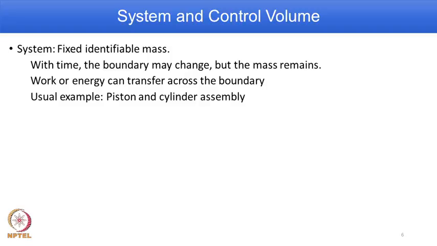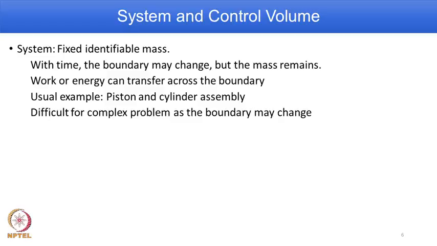The usual example given is a piston and cylinder assembly. A certain quantity of gas is inside the cylinder and the piston moves back and forth. The mass that remains is the same, and you have an energy transfer happening across the boundary as the piston moves back and forth. Though it looks simple, for a problem where there is a continuous change of the boundary, it is difficult to apply the concept of a system and get a solution.